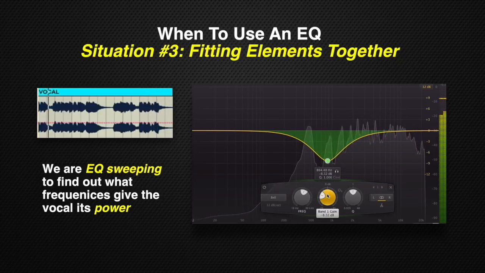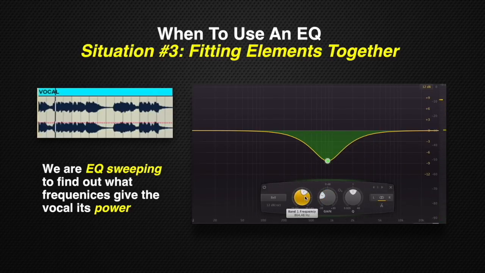Around 864 hertz is where a vocal gets a lot of its power. So in the mid range here, and I can also hear that its power is also coming from the high range. So let's go ahead and do some EQ sweeping to find the high frequencies that give most of its power to this vocal.